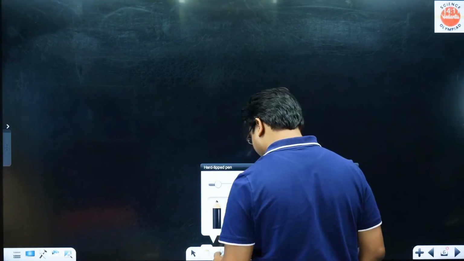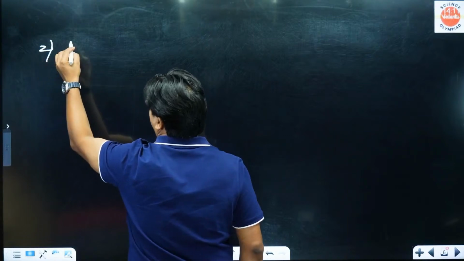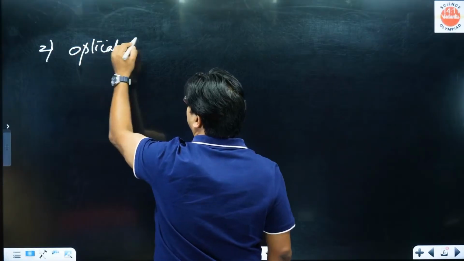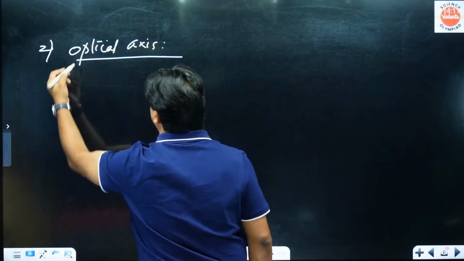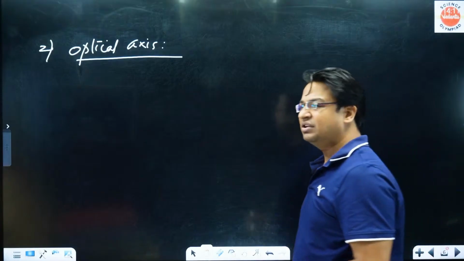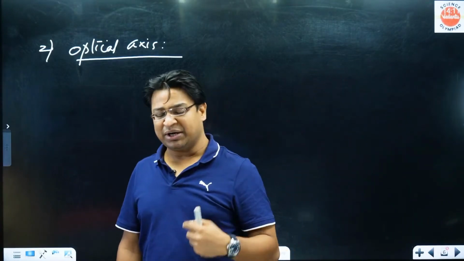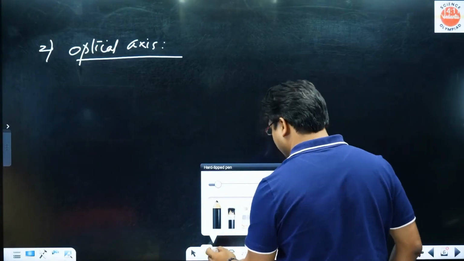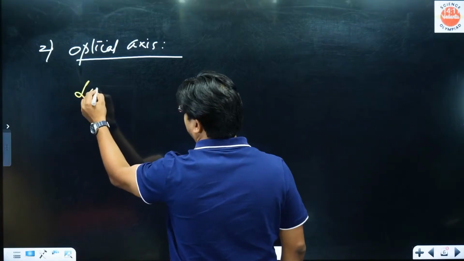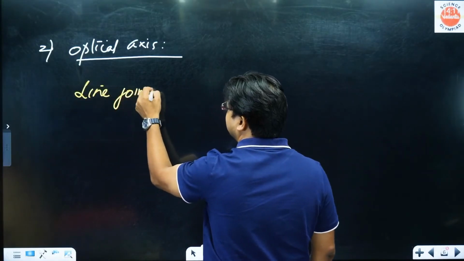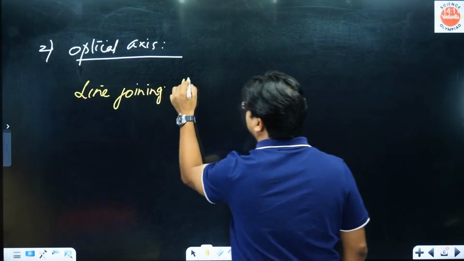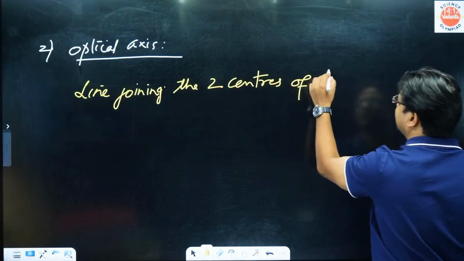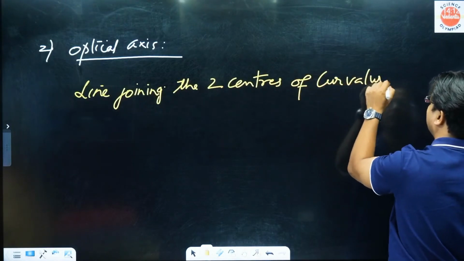The second term that we must familiarize ourselves with would be the optical axis. In the case of mirrors, we generally use the word principal axis. In the case of lenses, we mean the same thing intuitively, but we call it an optical axis. So what is an optical axis? It is the line joining the two centers of curvature. What do I mean by this?